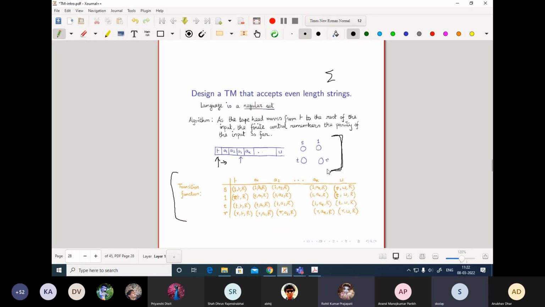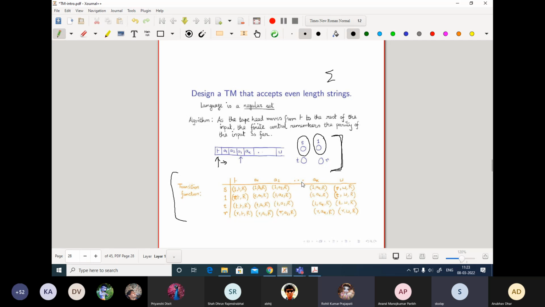I think what I've done over here is this one denotes what happens if I read a symbol in the next step. S is the start state. So suppose I'm in the start state, then it denotes that I have read an even length substring. And if I'm at state 1, then so far I have read an odd length string.